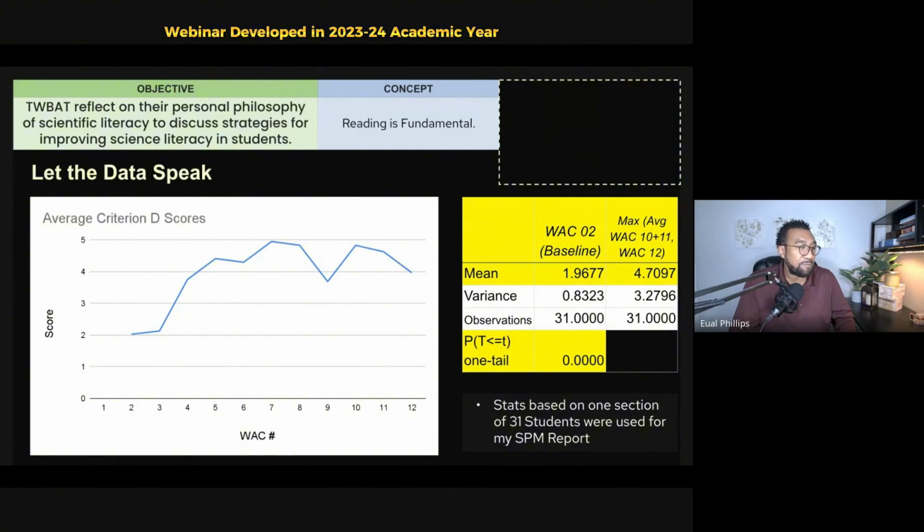But for the most part, we can say that there was a significant improvement in the students' scores and their ability to express science literacy based on reading a science article. Average scores went from 2 to about 5. The statistics are based on one section of 31 10th grade students that were used for my personal rating, but the graphs actually include data from 60 total 10th grade students.